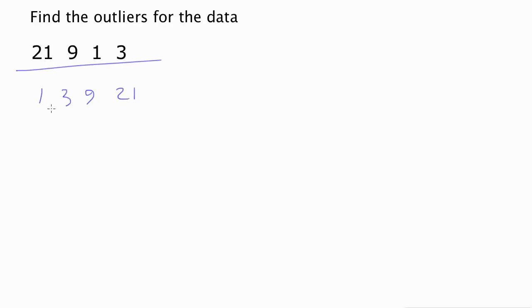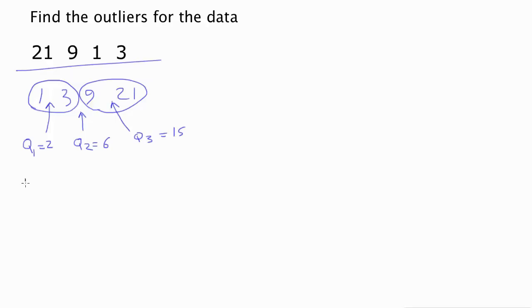And to calculate the quartiles, I need to divide the data into two groups. So this is the first group, and this is the second group. The median for this data is here, and that's actually Q2. So between 3 and 9, the average, if you add them and divide by 2, is 6. And Q1 will be the average of these two values, which is 2. And Q3 will be the average of these two values, which is 15. Okay, I got the quartiles.